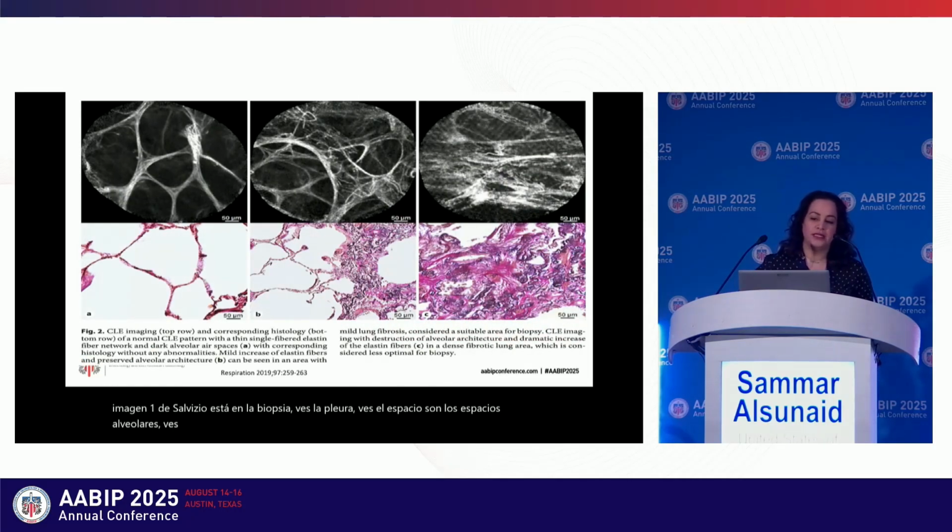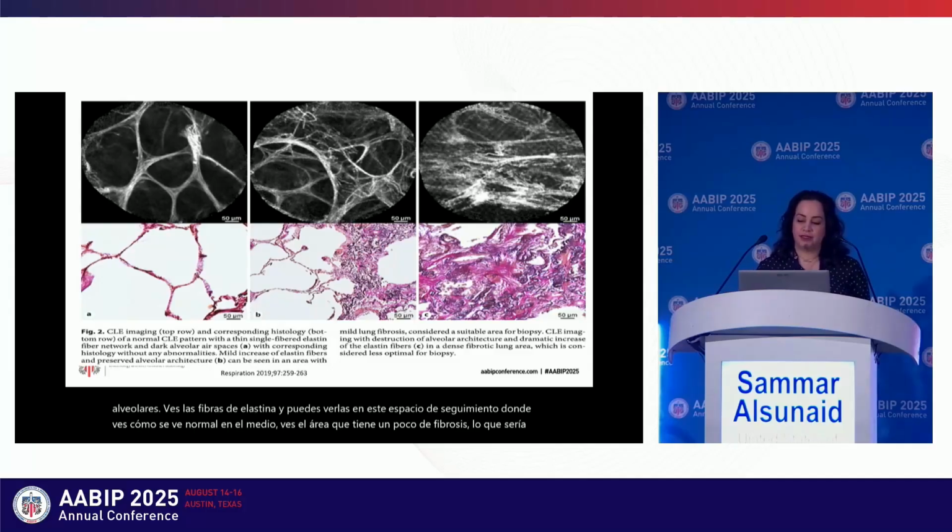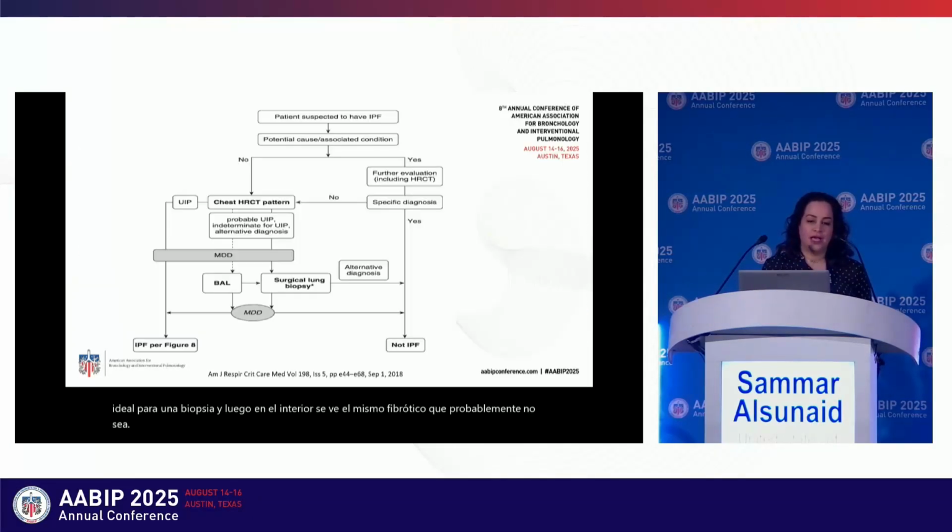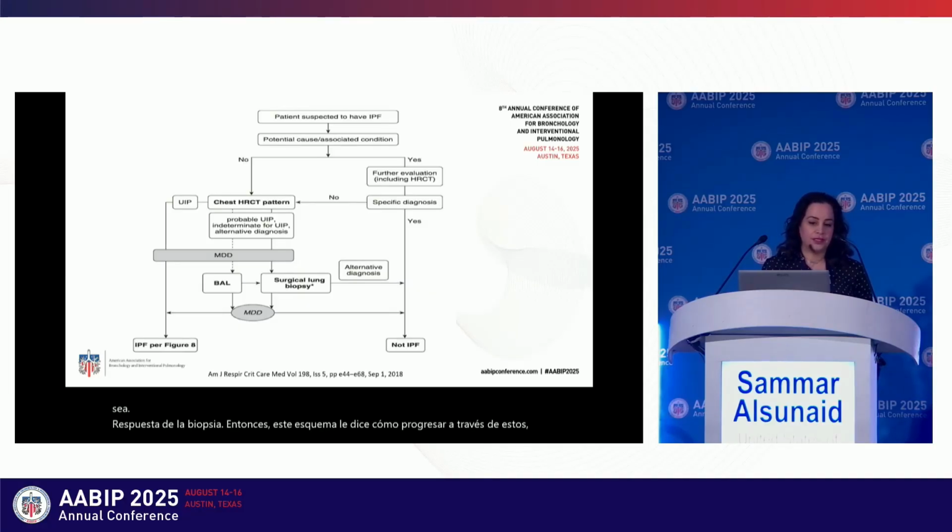And you can look at it in this follow-up space where you see how normal looks. In the middle, you see the area that has a little bit of fibrosis, which would be ideal for biopsying. And then on the end side, you see the very fibrotic area that you're probably not going to get an answer from biopsying.